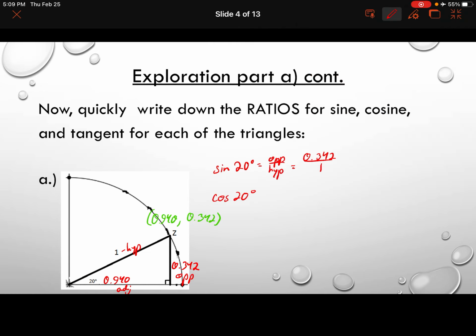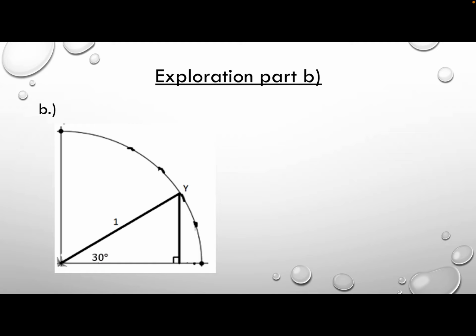Cosine of 20 degrees would be adjacent over hypotenuse, which would give us 0.940 over 1. And then tangent of 20 degrees is opposite over adjacent, which in this case is 0.342 over 0.940. Just the ratios for each of those. Those will come in handy later on, you'll see. So that was our first triangle, and we ended up with a point of 0.940, comma 0.342. Now let's do the second triangle.